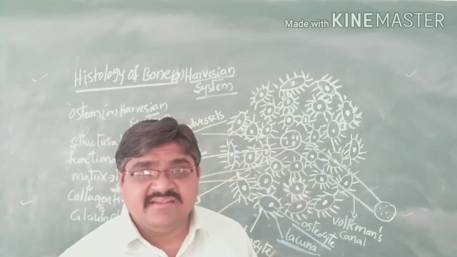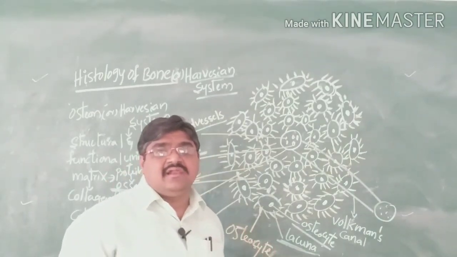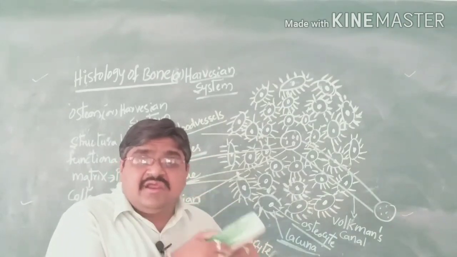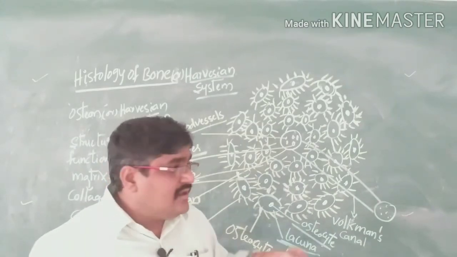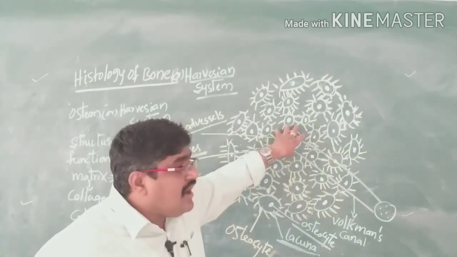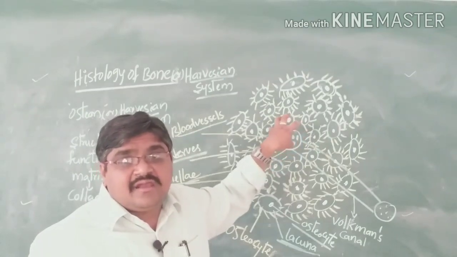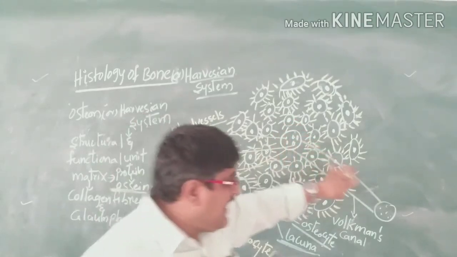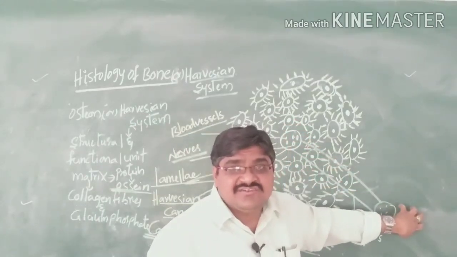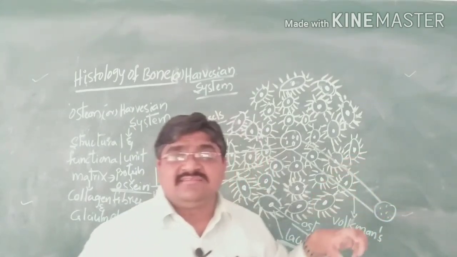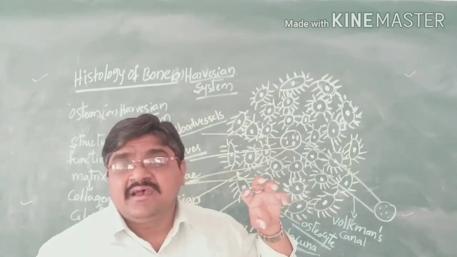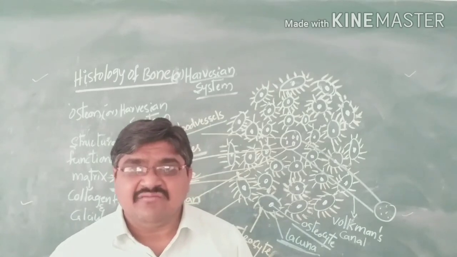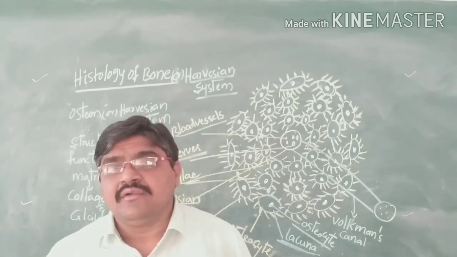So this is the difference between canaliculi and Volkmann's canals. Canaliculi connect one lamella to the adjacent one within a system, but Volkmann's canals connect one Haversian system to another. There are millions of Haversian systems present, and each one is connected with an adjacent Haversian system only through canals called Volkmann's canals. So this is the typical structure of a bone.